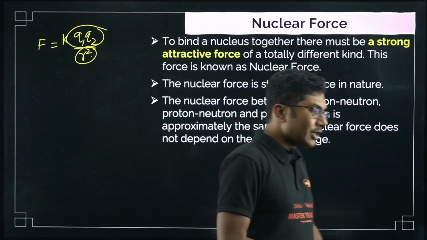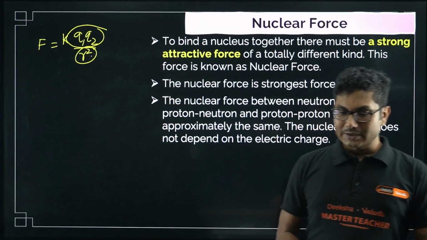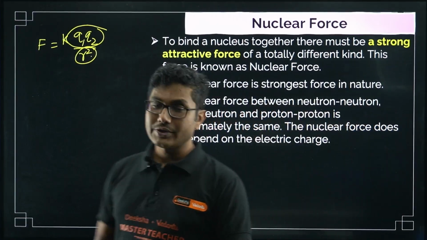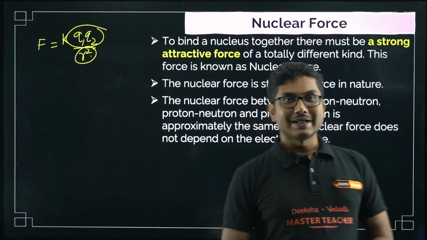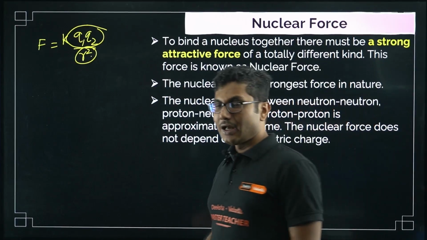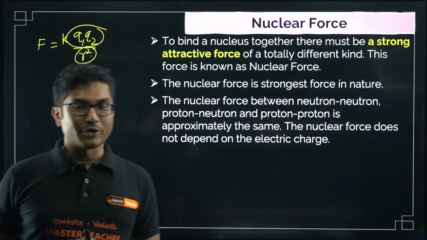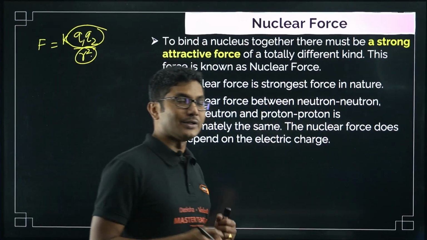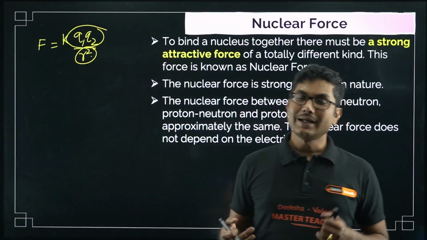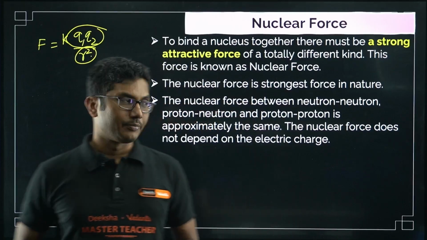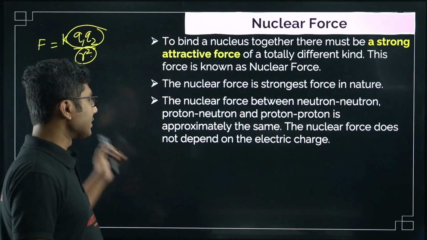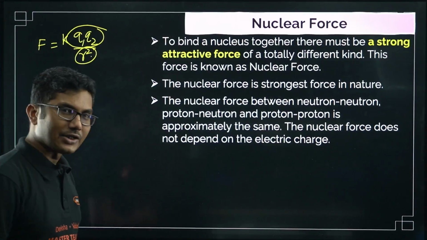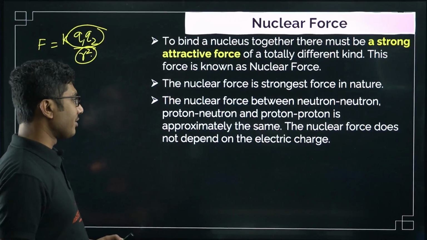In Coulomb's law, we learned that neutral objects do not have any kind of force, whereas positive charges repel and negative charges attract, right? But in the case of nuclear force, even a proton and a neutron, even though one is neutral, tend to exert nuclear force on each other. So nuclear force is independent of charge, or it does not depend on the electric charge.